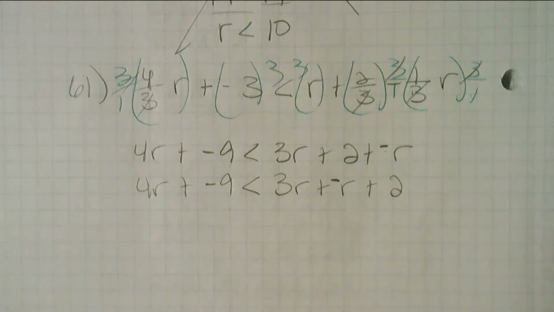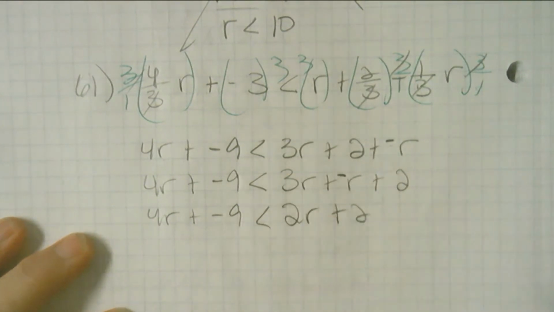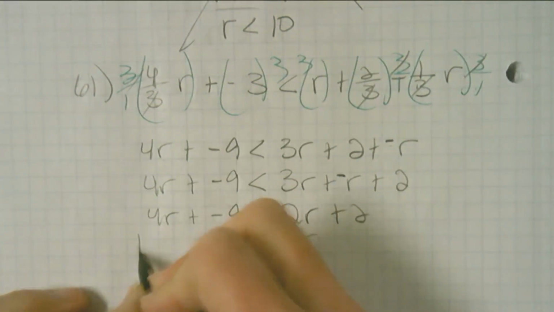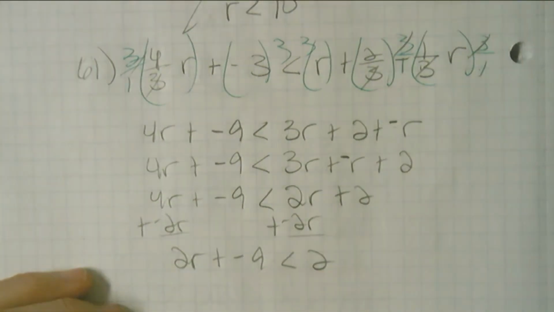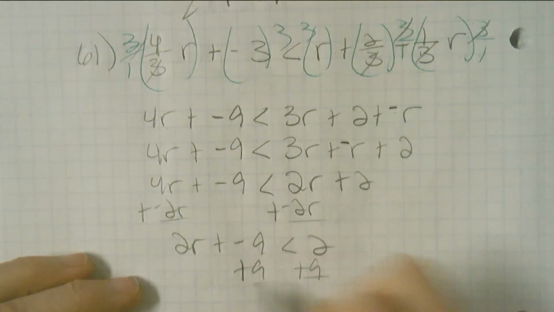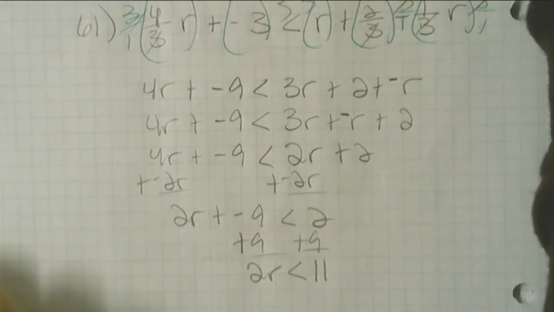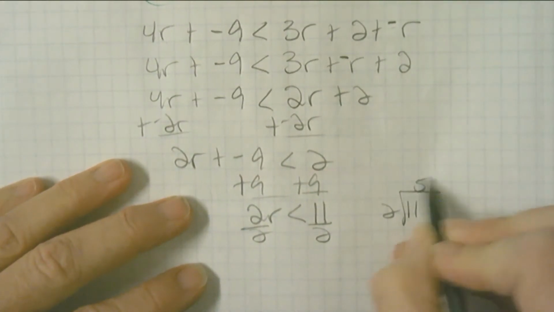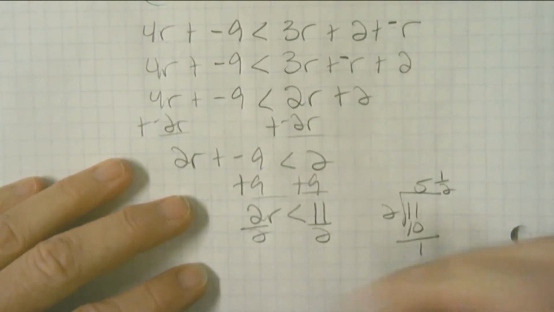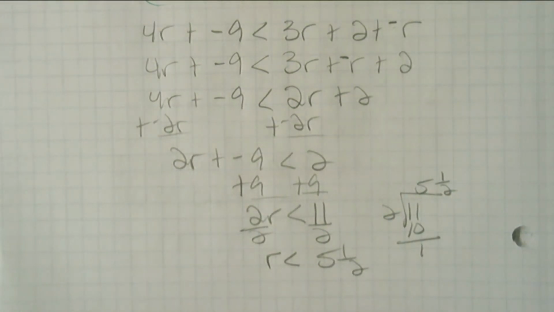So there I have my negative. So I have 4r plus negative 9 is less than 2r plus 2. So now I have plus a negative 2r. So I have 2r plus negative 9 is less than 2. I'm going to add 9 to both sides, and I have 2r is less than 11. Now I've got to divide both sides by 2. 11 divided by 2, that's going to be 5 and 1/2. So r is less than 5 and 1/2. If you have to make a decision between a fraction and a decimal, leave it as a fraction.